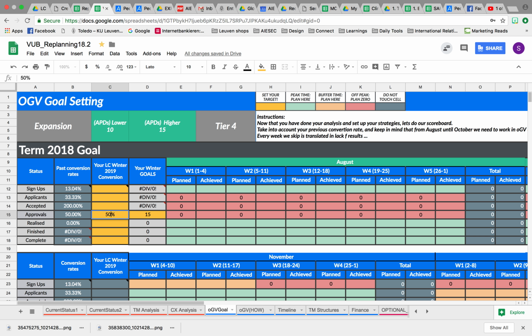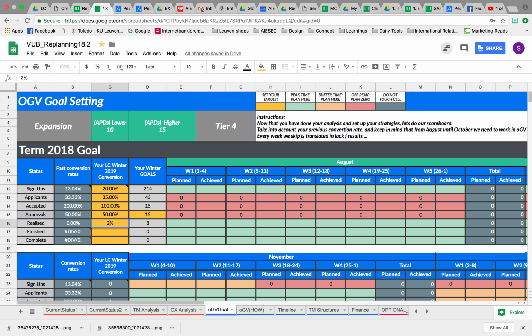So let's say I want to keep this conversion rate. I want 100% conversion rate here, 35%, and 20%. So what you need to do is you decide on your approvals and you decide on your conversion rates.